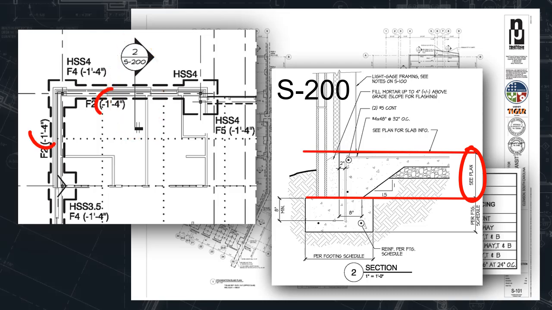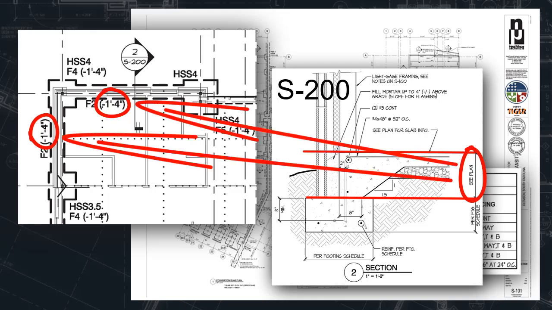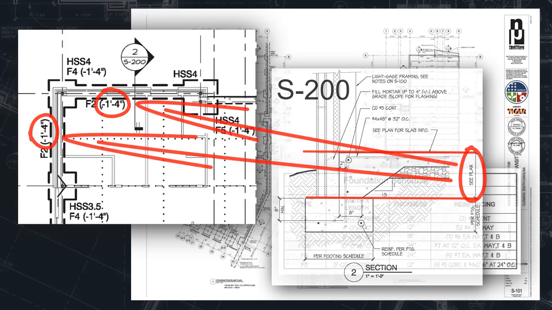When we go back to the plan, we see that it says 1 foot 4 inches, so now we know that the top of the footing to the top of the slab is 1 foot 4 inches. And we know what that means throughout the drawing. And it may vary in different locations, but now we know what that means.